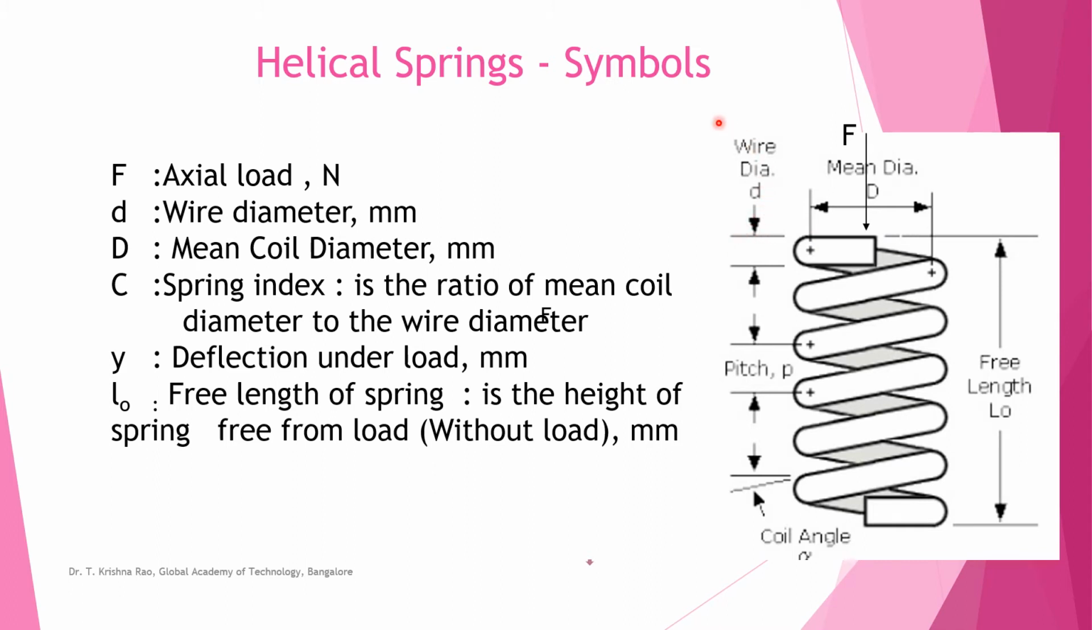Two important things: what is the diameter of the wire from which the spring is wound into a coil, and what is the diameter of the coil. That is, the two dimensions important for the spring are wire diameter and mean coil diameter. Then the ratio of mean coil diameter to the wire diameter is called the spring index. Capital D by small d is the spring index.